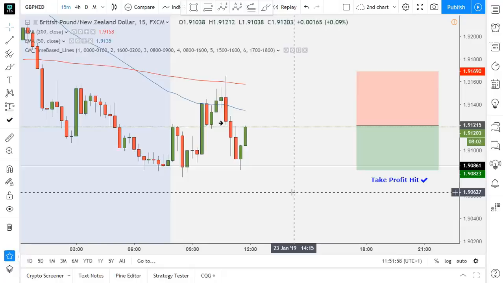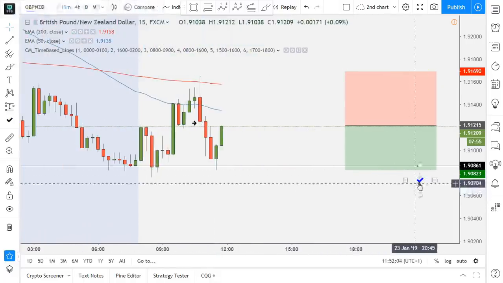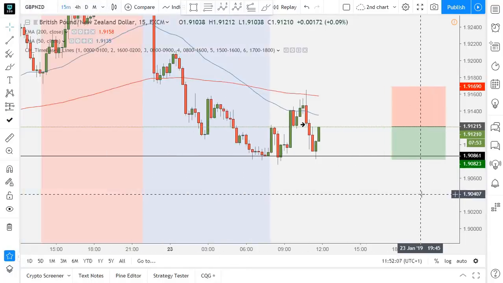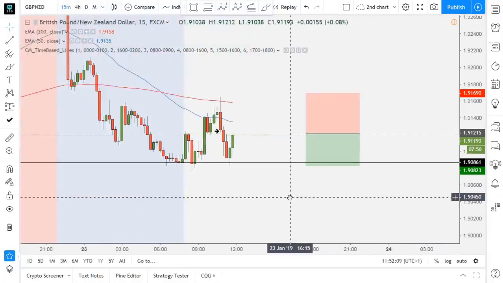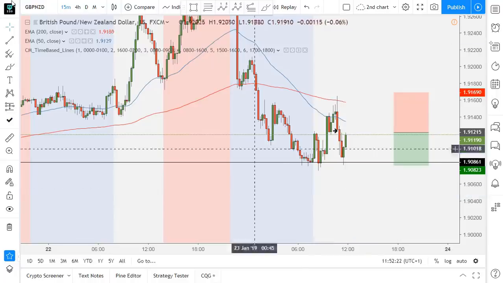I'm coming back with a new trade to discuss with you guys and explain to you exactly why I did take it, the reasons and everything, and basically explain to you my strategy. So let's get into it. We are on the GBP/NZD, the 15-minute chart.